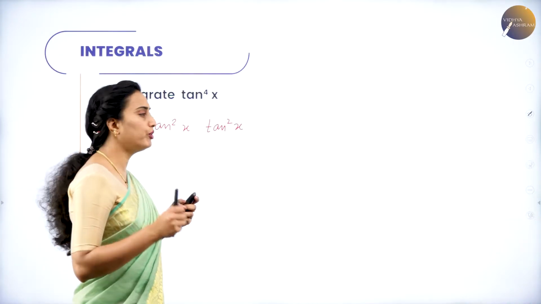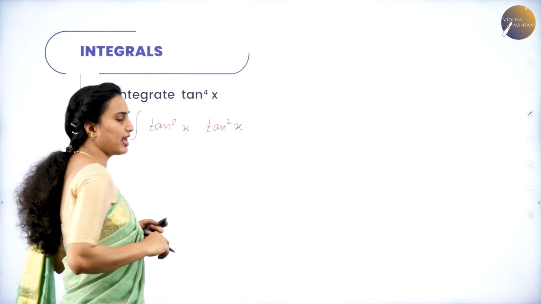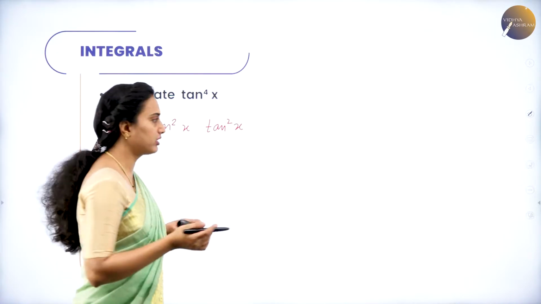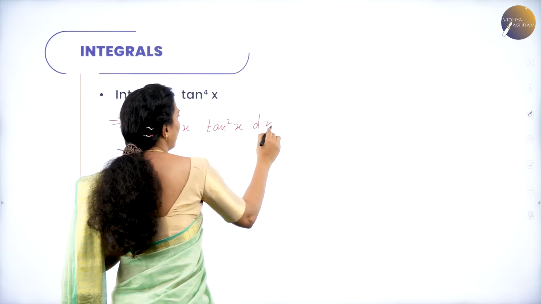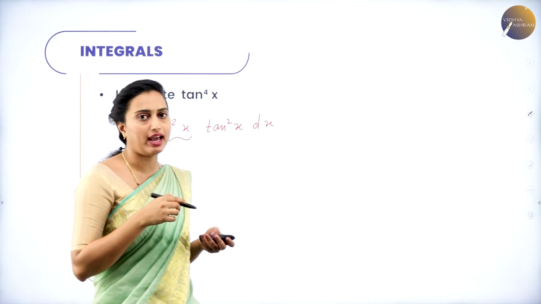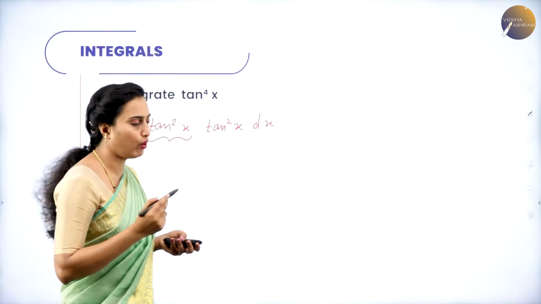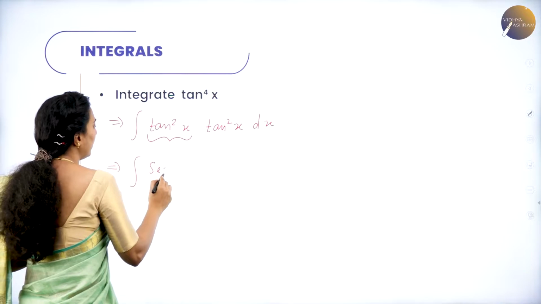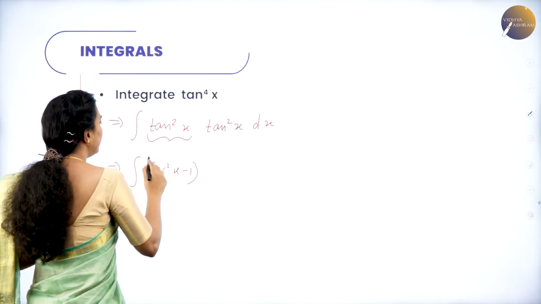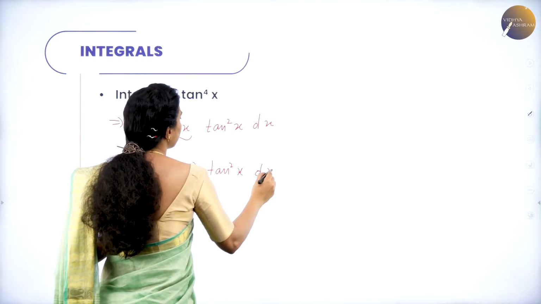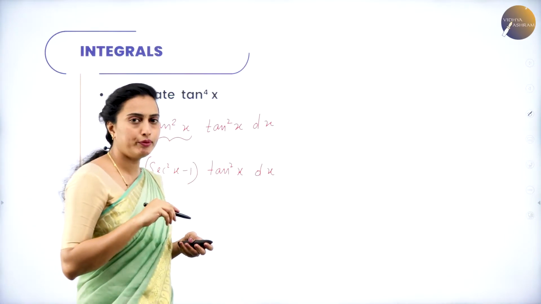So here I am going to write tan to the power of 4x as tan squared x into tan squared x, which is nothing but the integral of tan to the power of 4x into dx. Symbolically, now one tan squared x I am going to substitute as secant squared x minus 1, according to the formula of a trigonometric identity, which is (secant squared x minus 1) into tan squared x into dx. I hope you got this one.